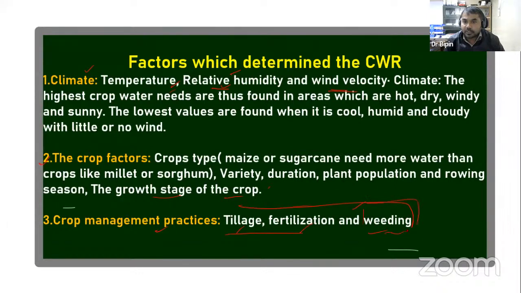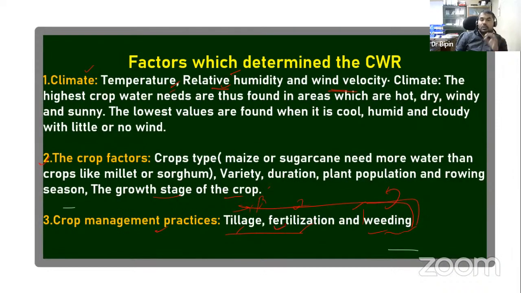Can anyone tell how weeding will affect the crop water requirement, and fertilization and tillage? The role of tillage is here. When you till the soil, the soil itself will act as a soil mulch because you are disturbing the capillary tubes. The capillary tubes, which are responsible for water uptake from the lower bottom to the upper area, will break down and the soil acts as a soil mulch.